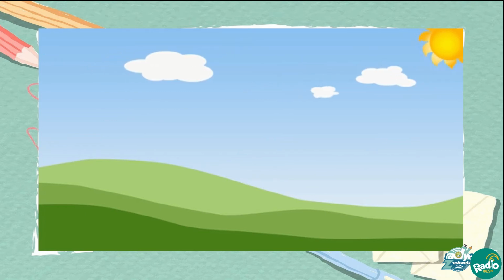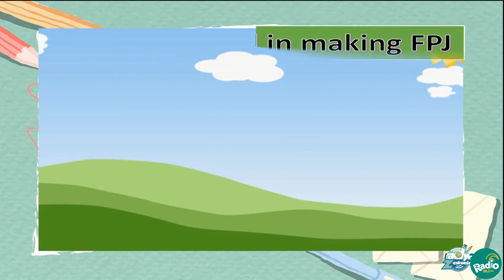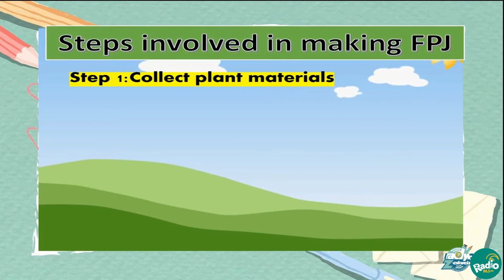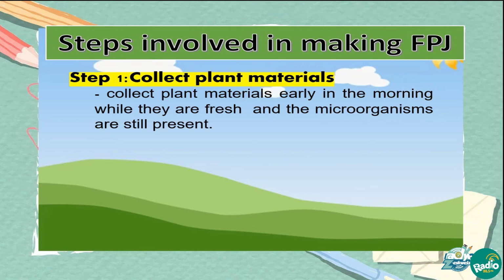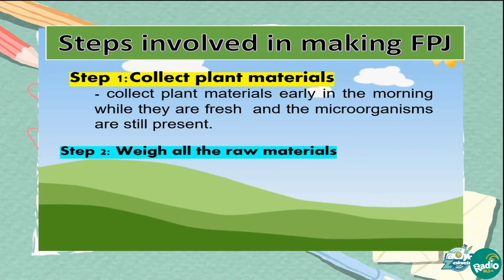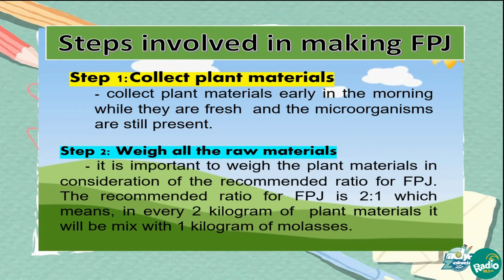Making FPJ involves several steps. Step 1. Collect plant materials. Collect the plant materials early in the morning while they are fresh and the microorganisms are still present. The second step is to weigh the raw materials. It is important to weigh the plant materials in consideration of the recommended ratio for FPJ.